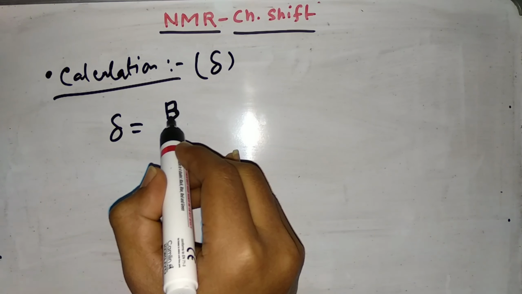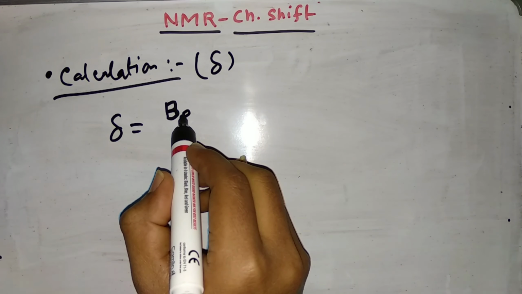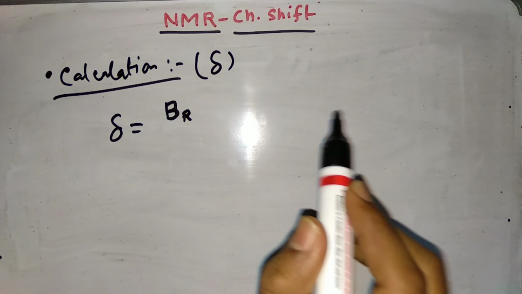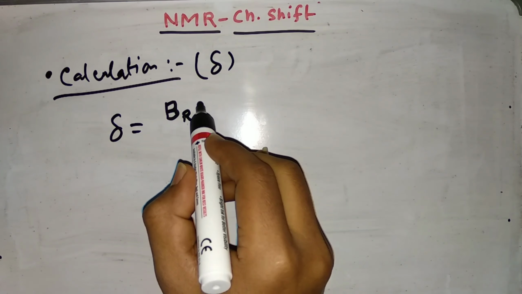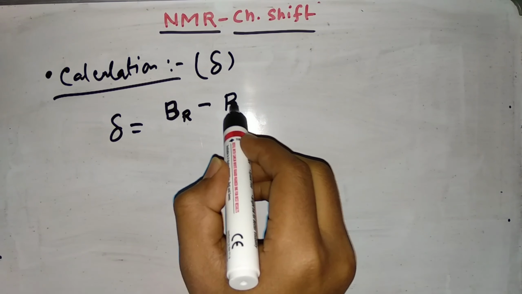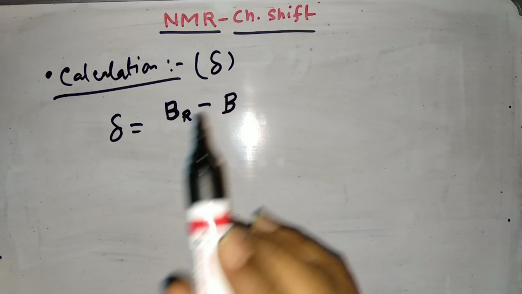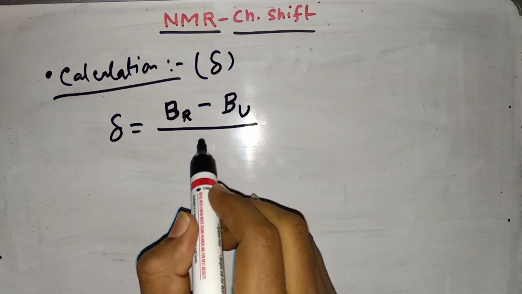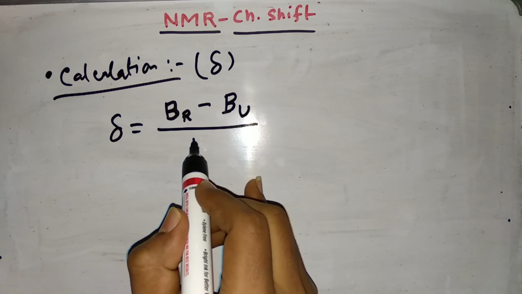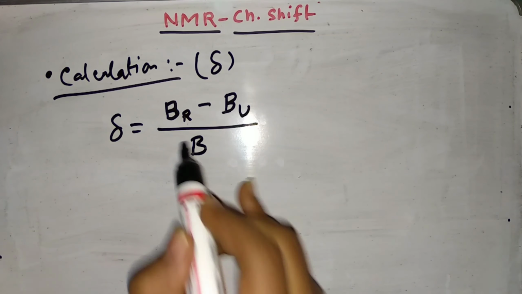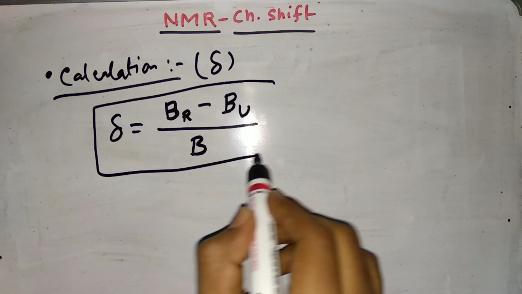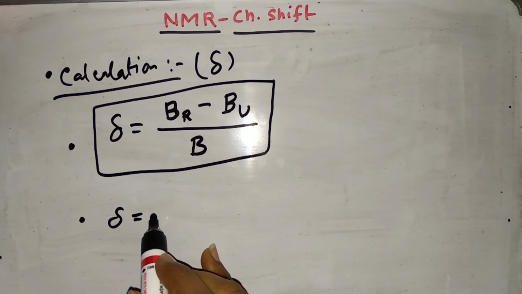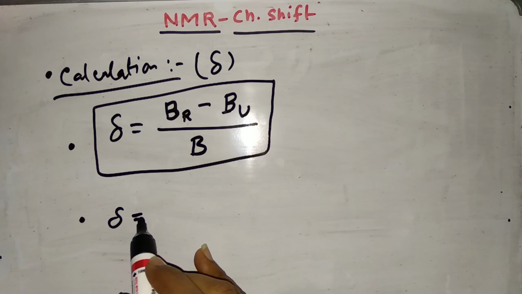So the magnetic field of the reference, or you can say the field strength at which the resonance of the protons of the reference solvent or reference system occurs, minus the field strength at which the resonance of the proton of the unknown system, for which we are determining the NMR, occurs, overall divided by the externally applied magnetic field strength. So this may be the formula, or you can use another formula. You should remember both of these, because you don't know which formula you should use in your examination.